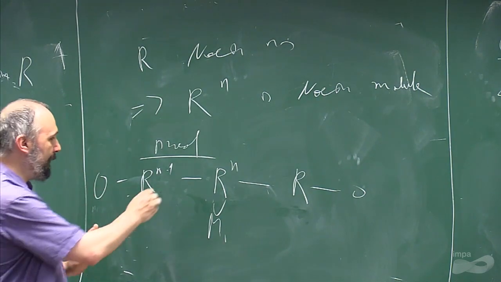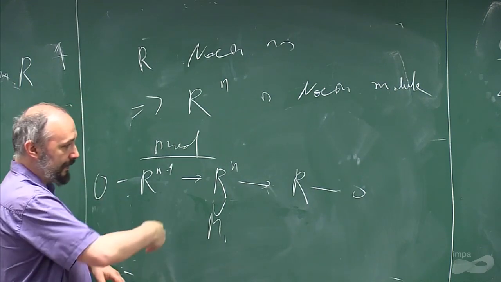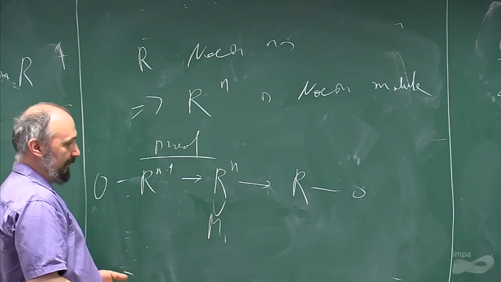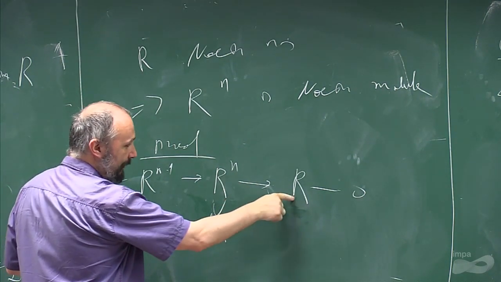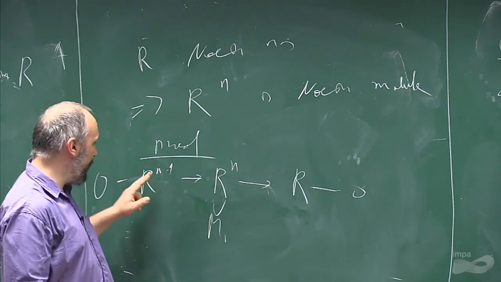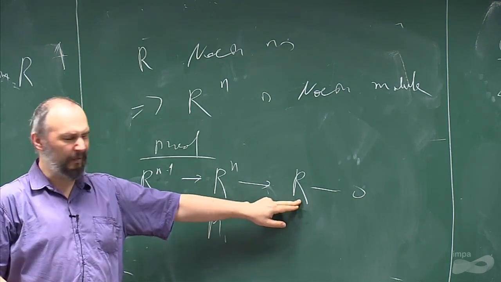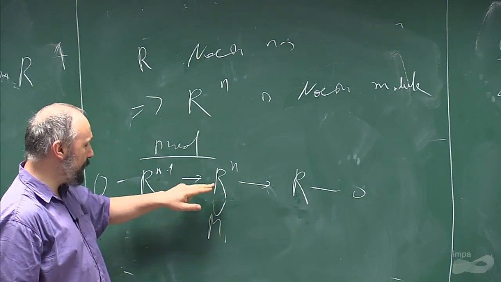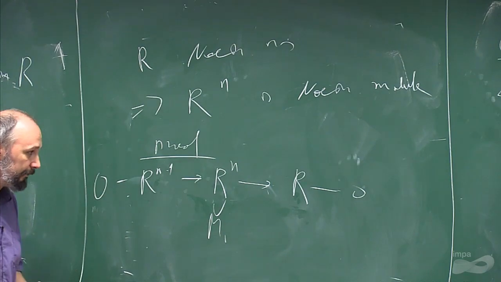And sorry, if I didn't explain what an exact sequence is, it is a sequence of modules, vector spaces, where this map is surjective, this is injective. So R is a quotient of R^n by R^(n-1).